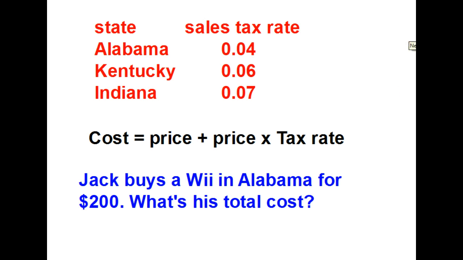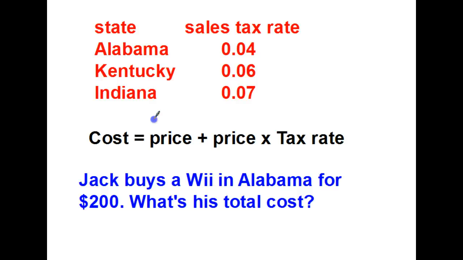Let's try this one out. In different states, we have different tax rates. In Alabama, it's 4 cents on the dollar. Kentucky, 6 cents on the dollar. And Indiana, 7 cents on the dollar. So Jack buys a Wii in Alabama for $200. What's his total cost? All I need to do is plug in all the numbers.